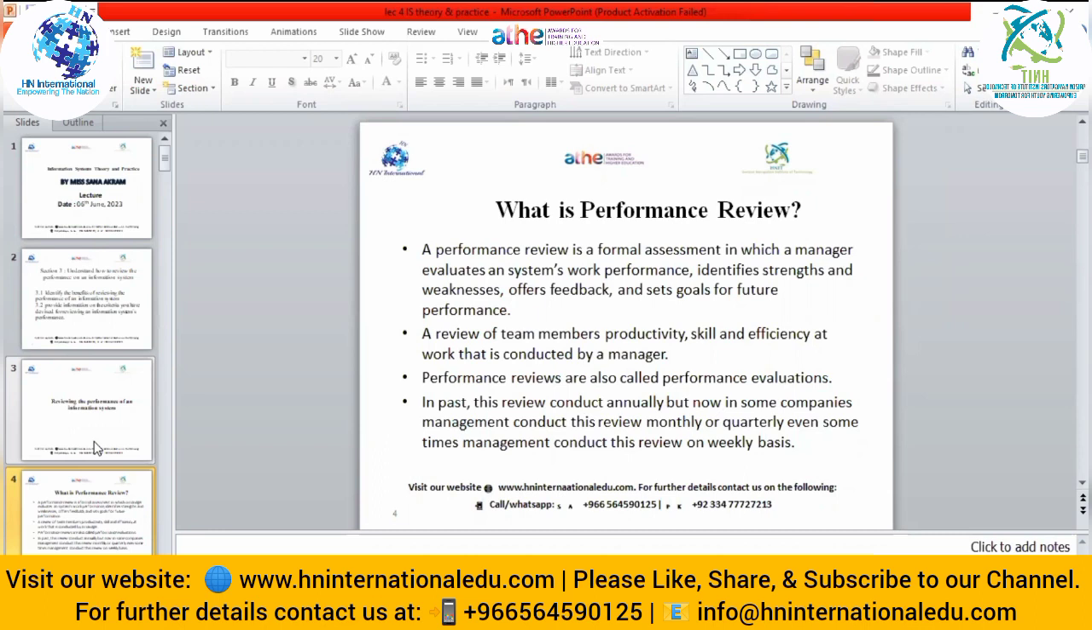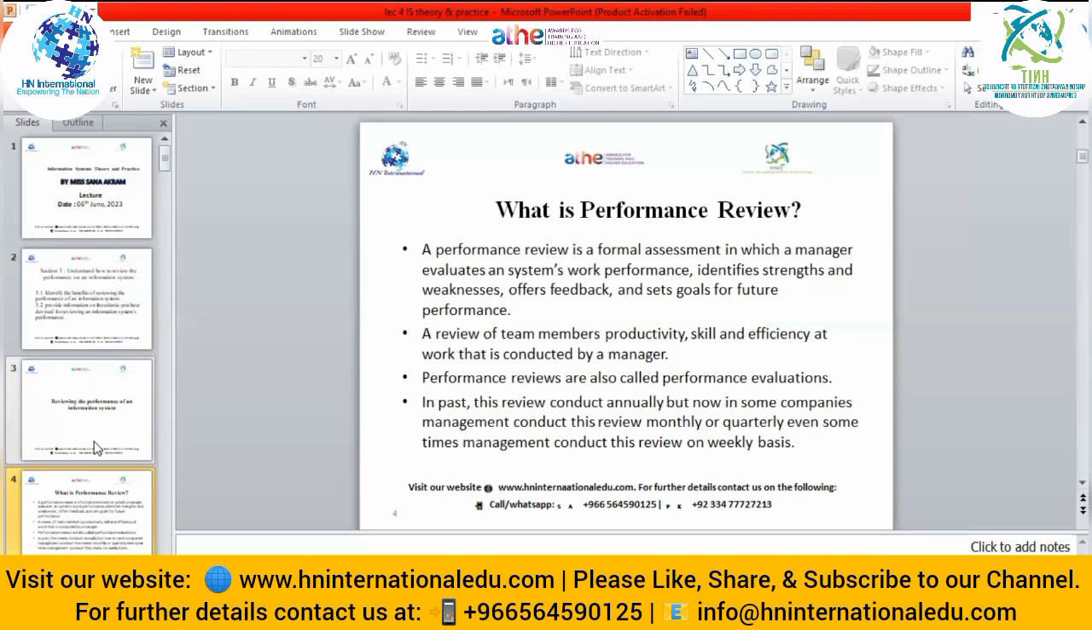We are setting different criteria: 40% performance, 50% performance, or verbally we are saying good performance, bad performance. So when we are reviewing the performance of our system, we are checking whether we are on the right track or on the wrong track. In that process, we will observe what our plus points are and what our negative points are. So we have to set the goal for the future according to our weakness or our strength. We can say that performance review means we are formally assessing our performance.